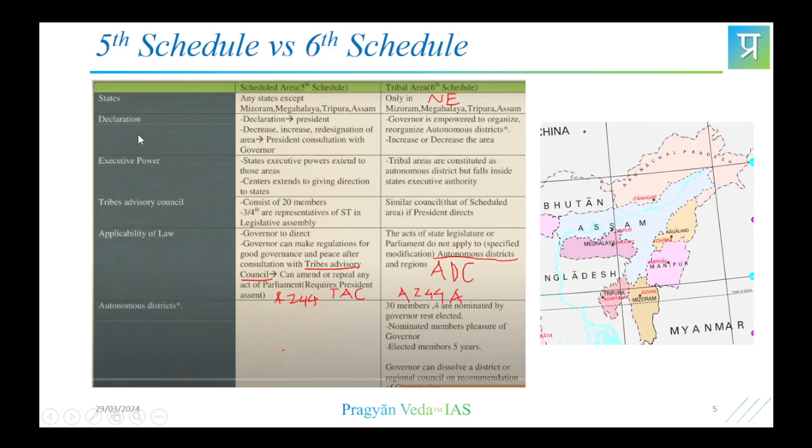And the declaration of any area to be a 5th Schedule area is under the ambit of the President of India, whereas when it comes to 6th Schedule areas, it is under the governor. That is, the governor is empowered to even reorganize them.